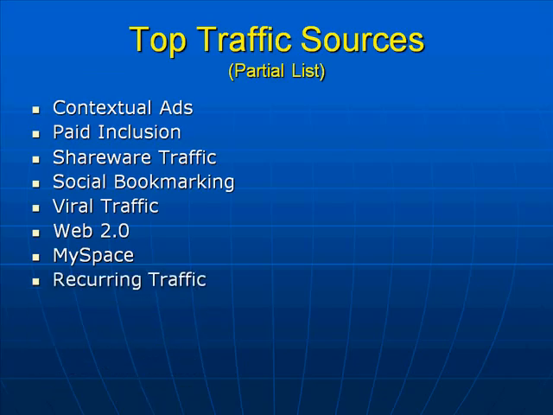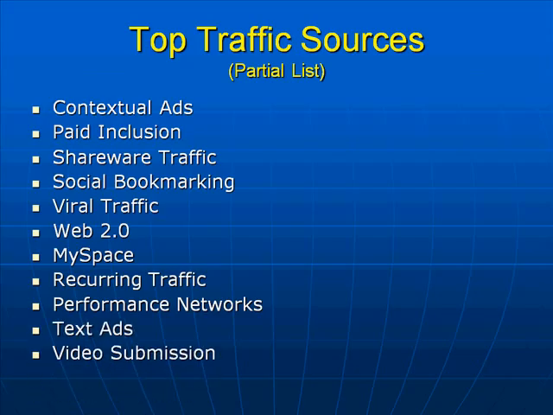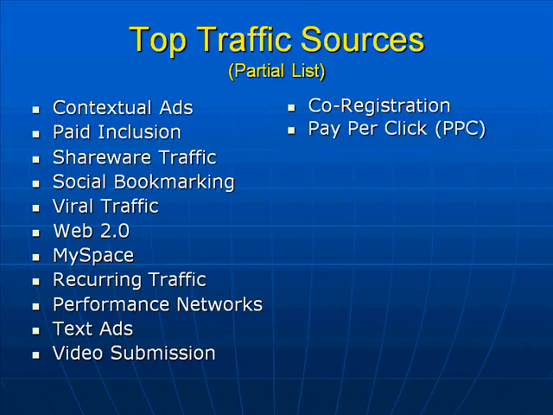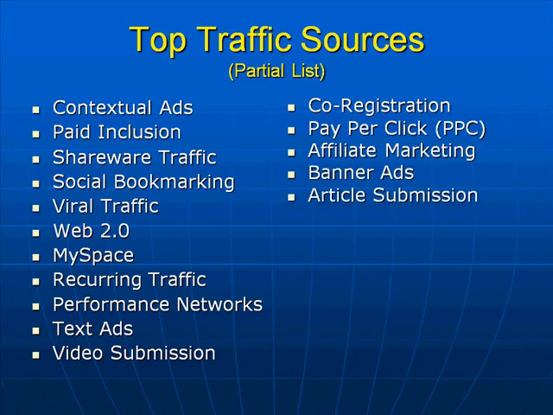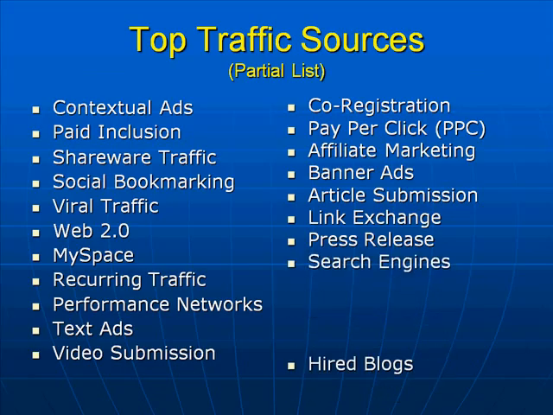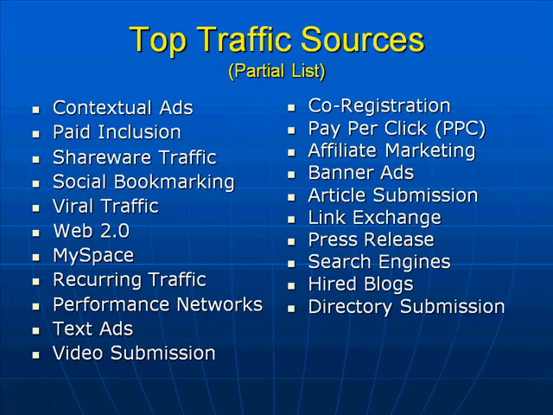Recurring traffic. That's a very interesting topic. Performance networks, text ads, video submission, co-registration, pay-per-click. And I'm not just talking about AdWords. There's actually several other things that you can do to get pay-per-click ads a lot cheaper than with AdWords. We've also got affiliate marketing, banner ads, article submission, link exchange, press releases, search engines, hired blogs, directory submission, and much, much more.